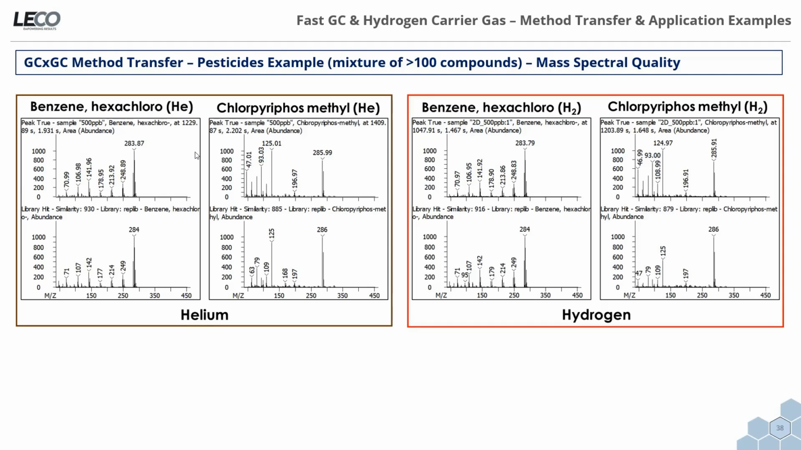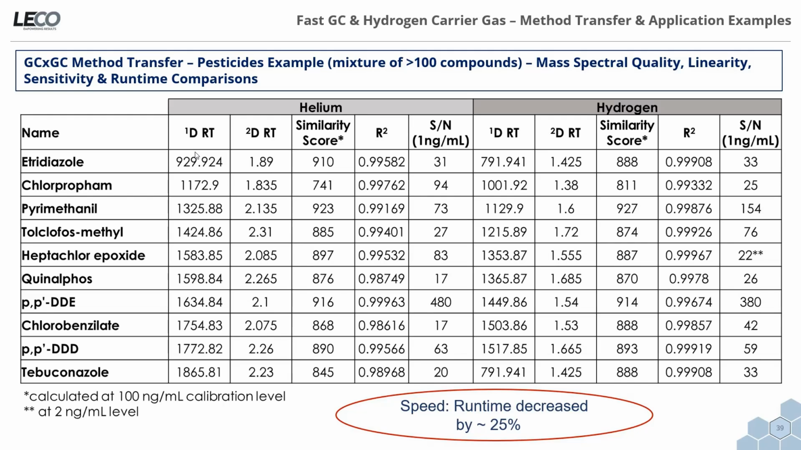And looking at mass spectral quality, just the same as with the one-dimensional examples we looked at before, we see, as we would expect, very, very nice comparability between helium and hydrogen. So we see very good library matching and no significant difference between helium and hydrogen carrier gas. Also, to be expected, just as we saw with the one-dimensional method transfer, we've got a selection of the pesticide compounds here where we've compared helium with hydrogen, and we look at the similarity scores, mass spectral similarity, R-squared values from calibration curves, and also signal to noise. So we see very good comparability in all ways here, and the overall headline on speed, of course, we don't save as much time, but as a natural consequence, we do decrease the run times by 25%, which is still quite a nice saving.